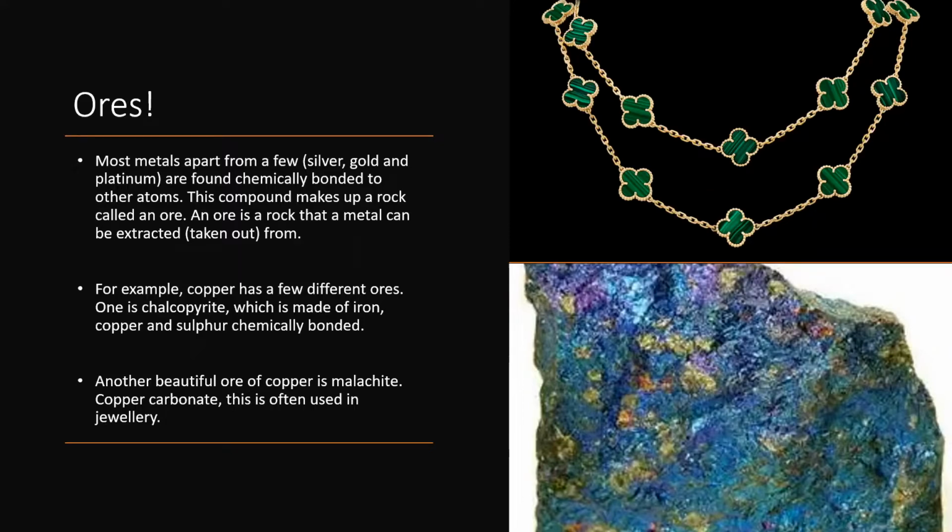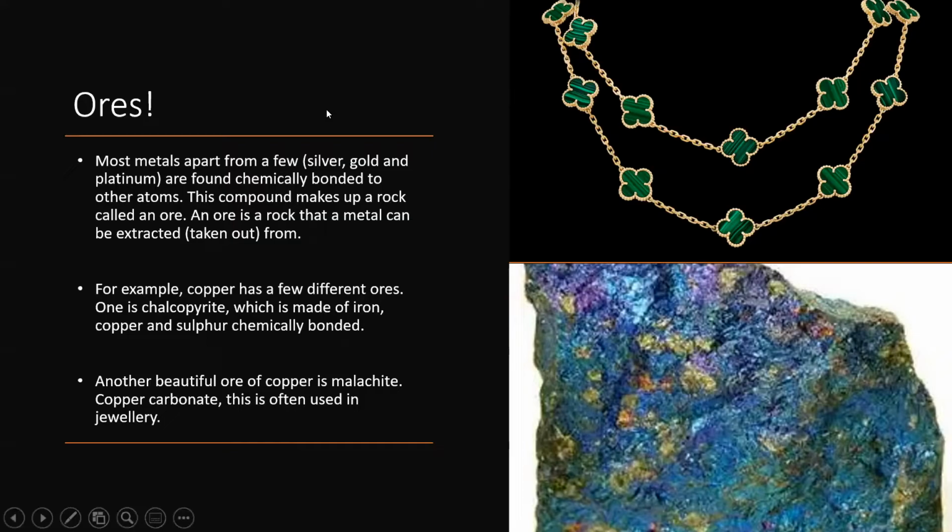For example, copper has a few different ores. One is chalcopyrite, as pictured on the bottom there, which is made of iron, copper, and sulfur chemically bonded. Copper tends to form very pretty ores. Another ore of copper is malachite, the jewellery at the top there, the necklace. Malachite is copper carbonate, often used in jewellery.